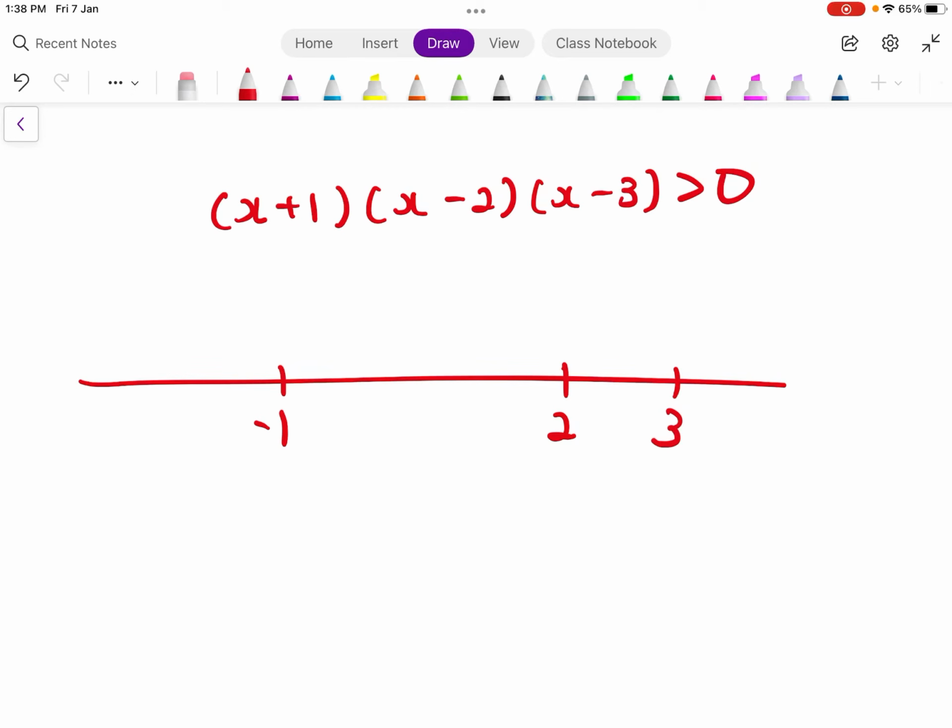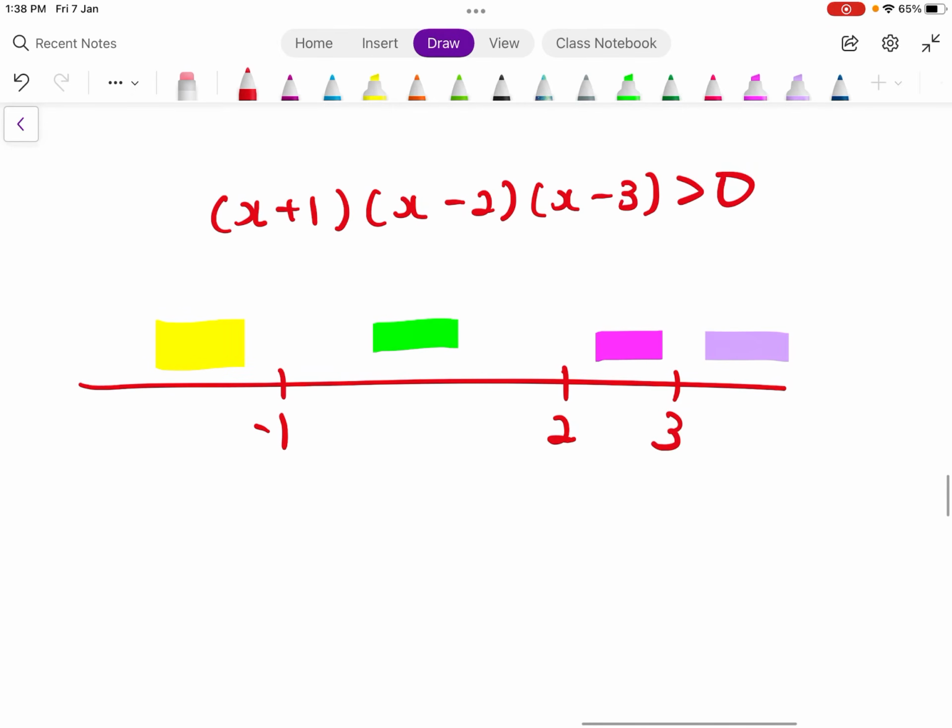Now I will need to determine the regions. There are more regions now, no? The yellow region, the green region, the purple region, and another light pink region. So let's determine the sign for all the regions.